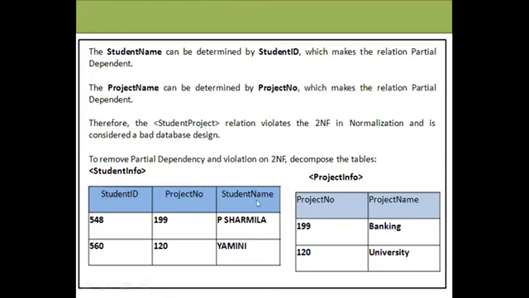Suppose you want to retrieve student name, obviously student name depends on student ID. Suppose you want to retrieve the project number, to see which student is related to which project, in that case obviously project number depends on student ID. So in this table, this is satisfied. Now come to the second table, that is project info. Project name depends on project number. So the non-key attribute depends on the key attribute in the second table, and in the first table the non-key attributes, student name and project number, depend on student ID.